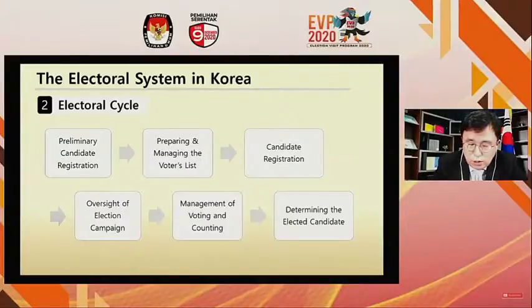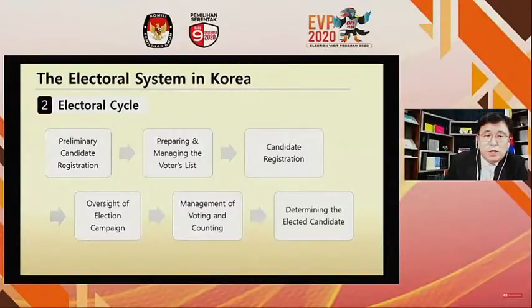In Korea, election management process begins with preliminary candidate registration. Candidates, after the registration, may do election campaign for 13 days till the day before an election day. Then there will be actual voting and counting and announcing the elected candidate. Next, please.